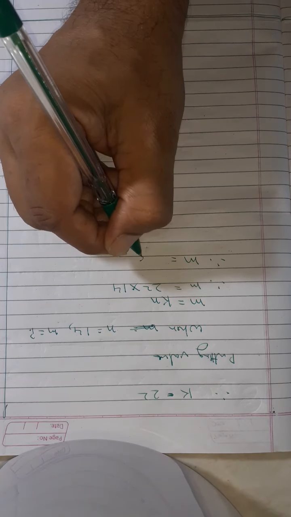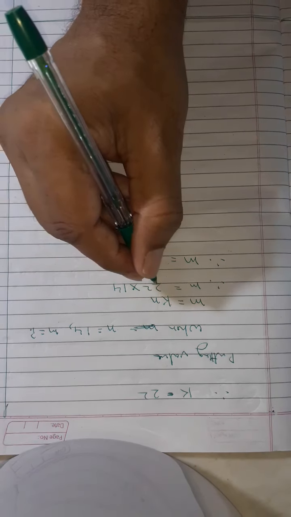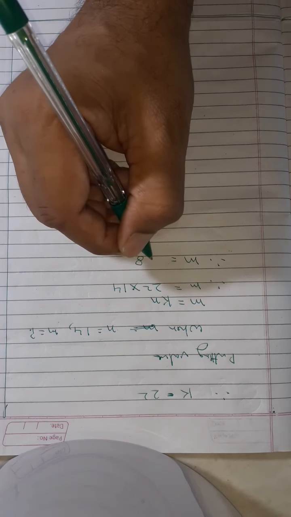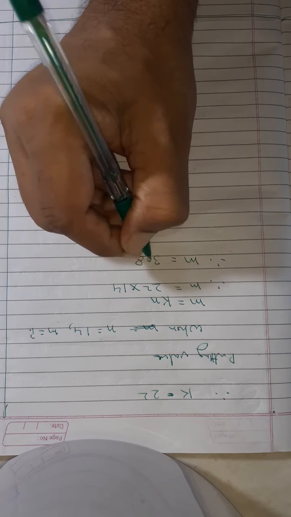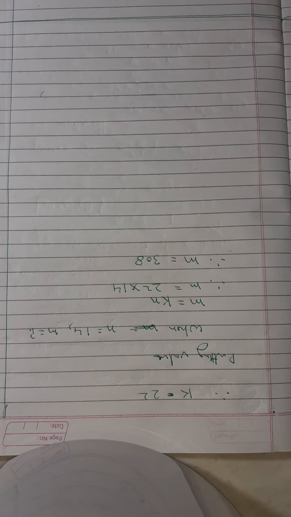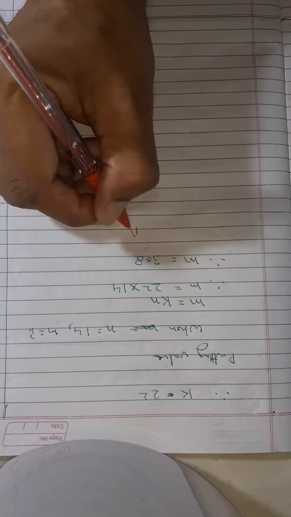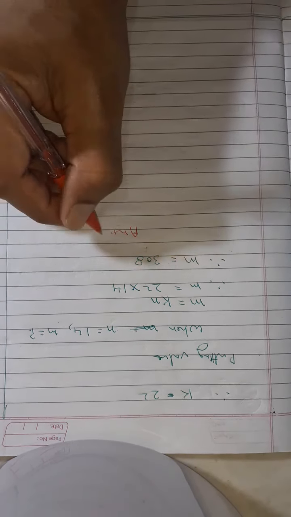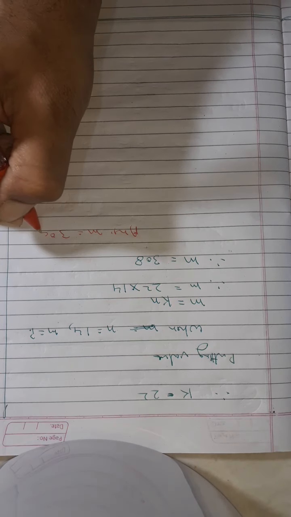14 2 is 28. Carry 2. 14 2 is 28, 28 to 30. Clear? So you got the answer 308. So this is the final answer. M is equal to 308.